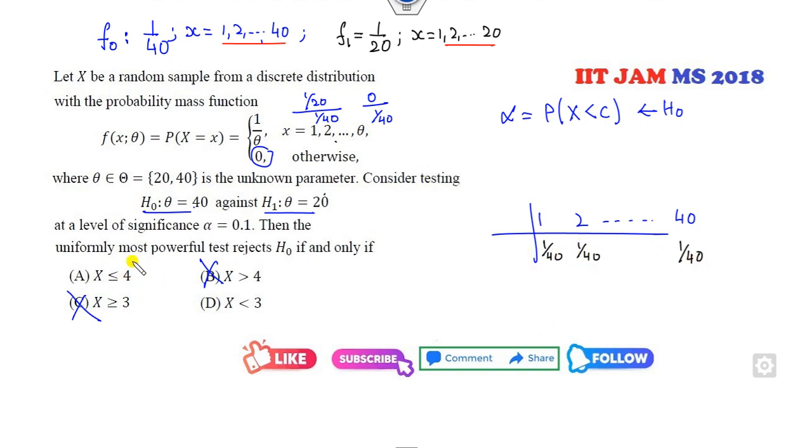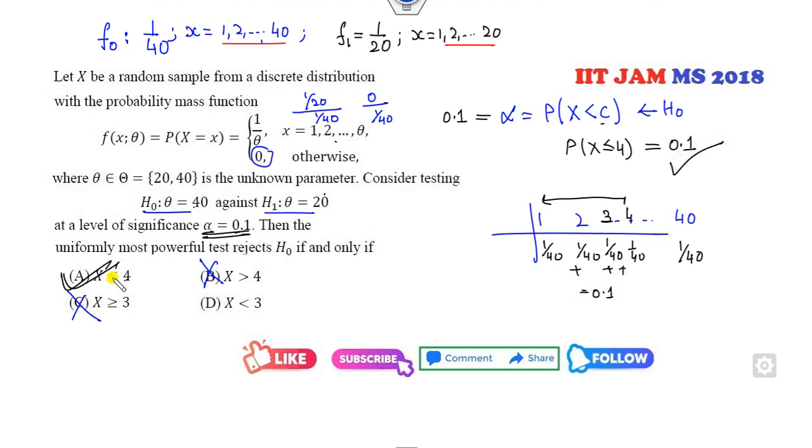Now look at the options. Now your alpha is given as 0.1. Now look at that. If I take x less than or equal to 4, so 1, 2, 3, 4, what is the probability of this? Does it equal 0.1 or not? You can see, less than or equal to 4, if you add them, it is my 0.1. So yes, it's satisfied. This is the right answer.